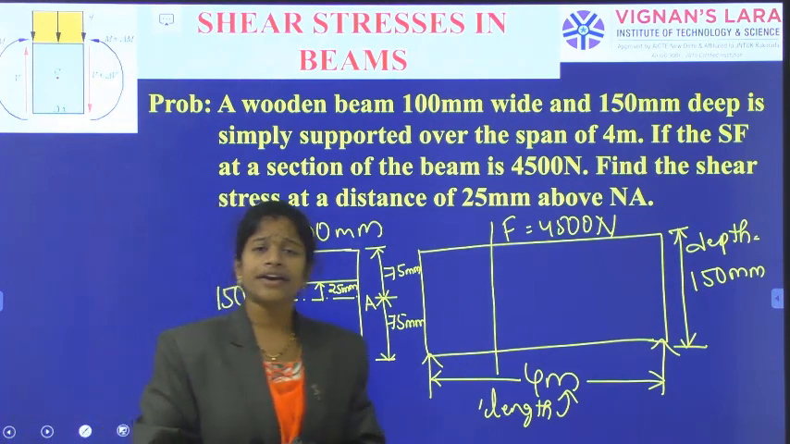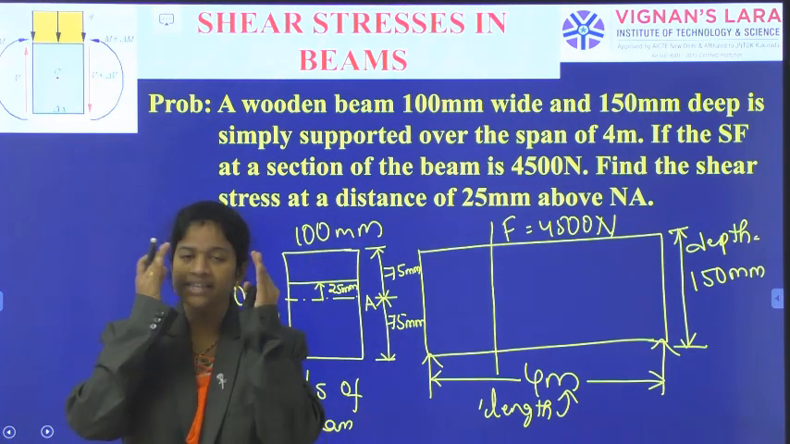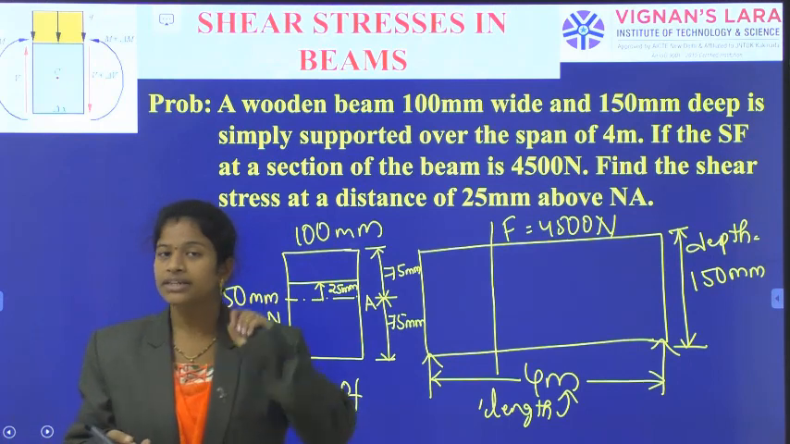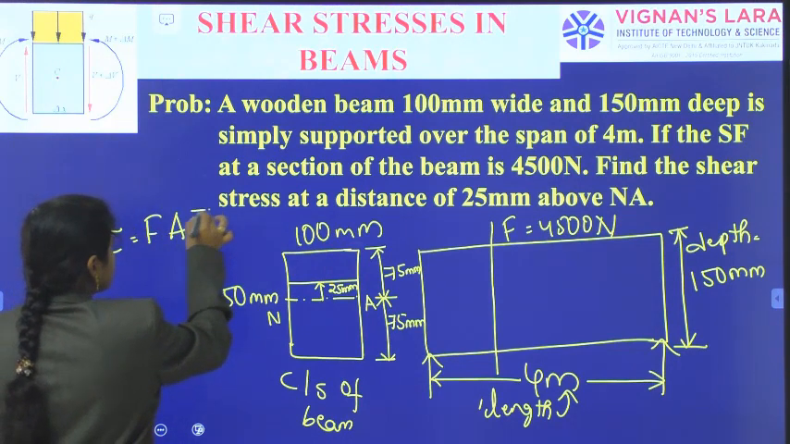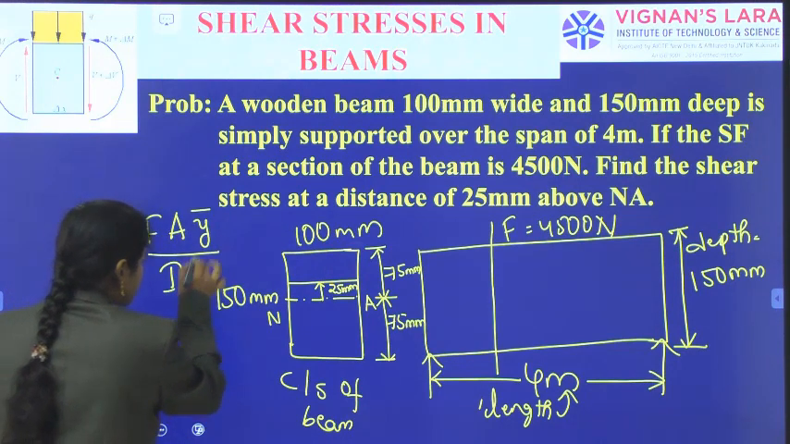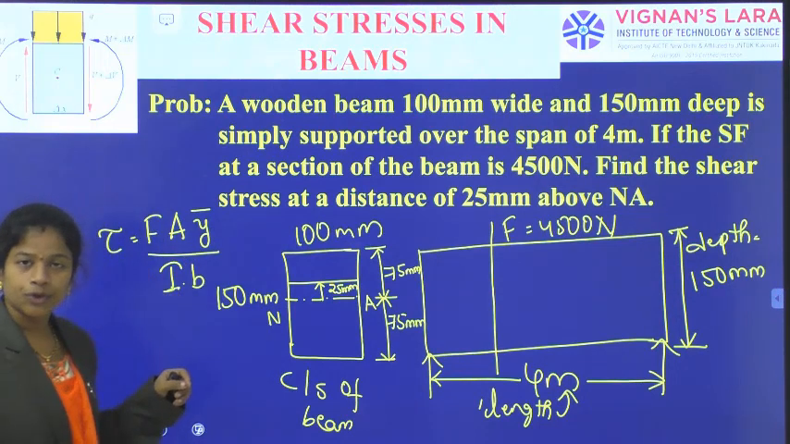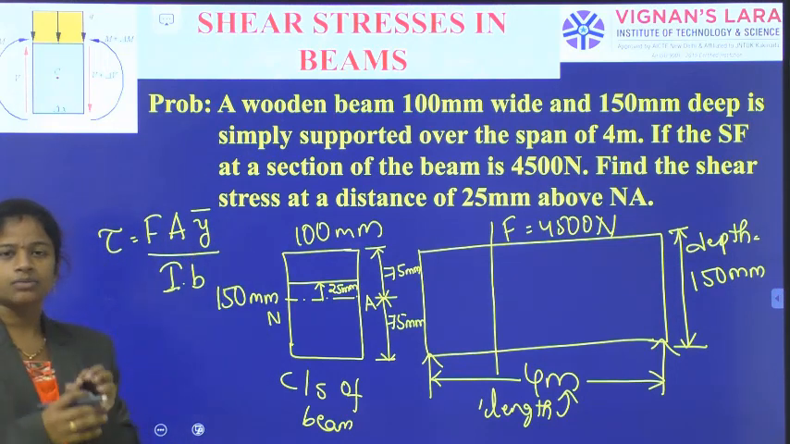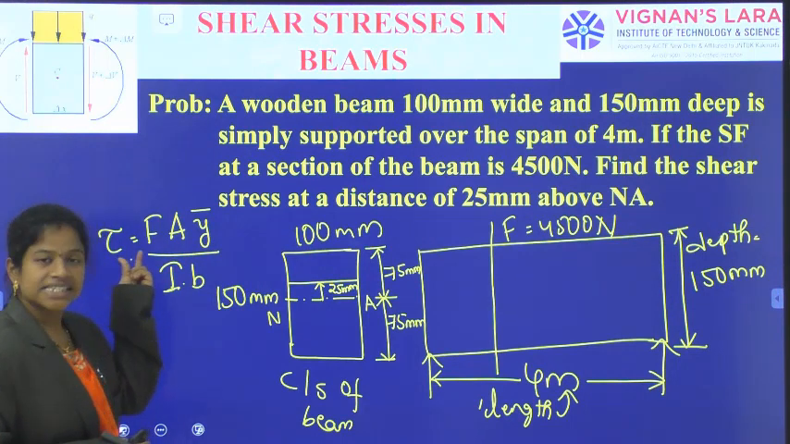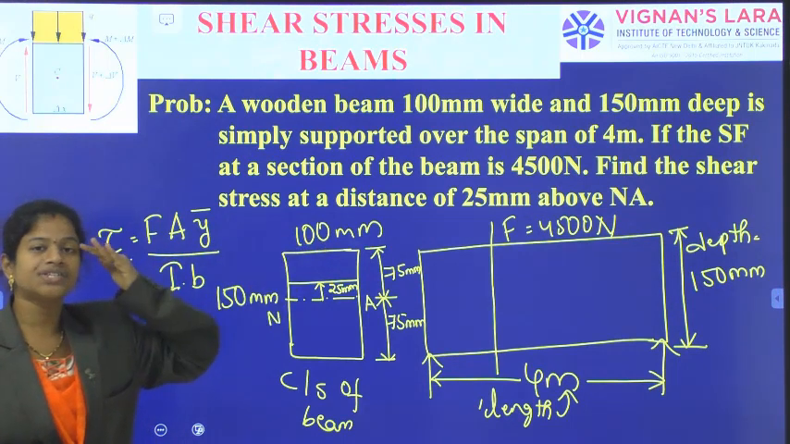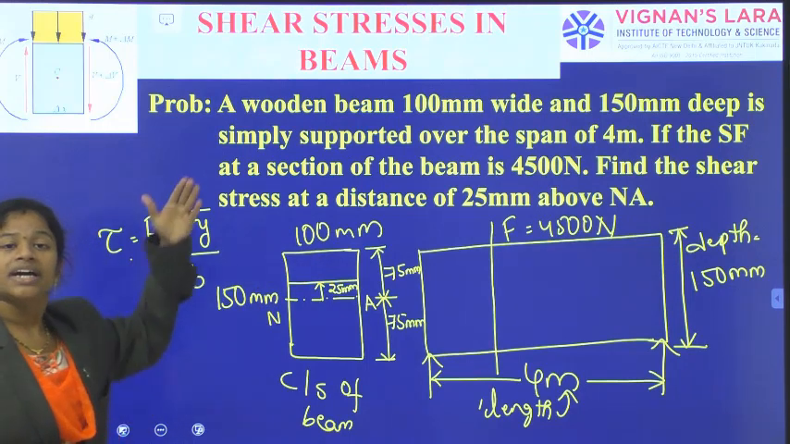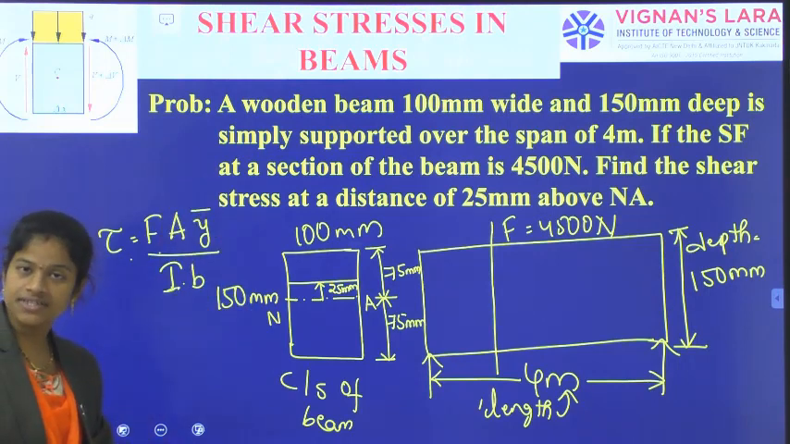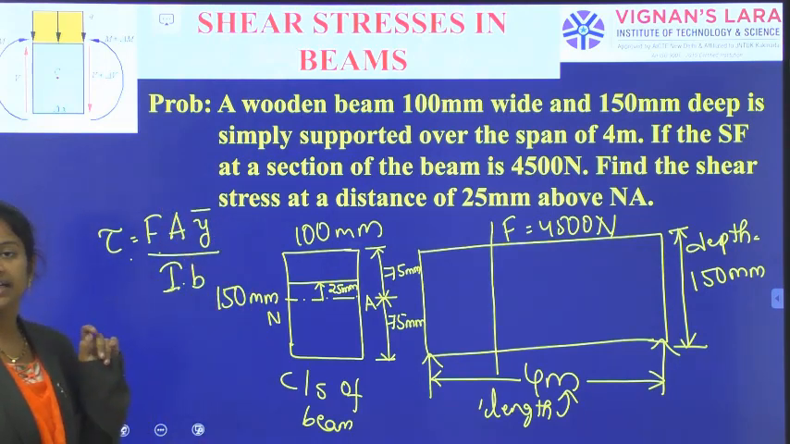And for calculating the shear stress, please remember the formula. What is the formula and what are the terms involved? Firstly, the shear stress formula: tau is equal to F A y bar by I into B. Individually, what are the terms we should think about? Tau is the shear stress at the section, so at whichever section I am calculating, that is the shear stress there. And F is the shearing force acting on the transverse section.